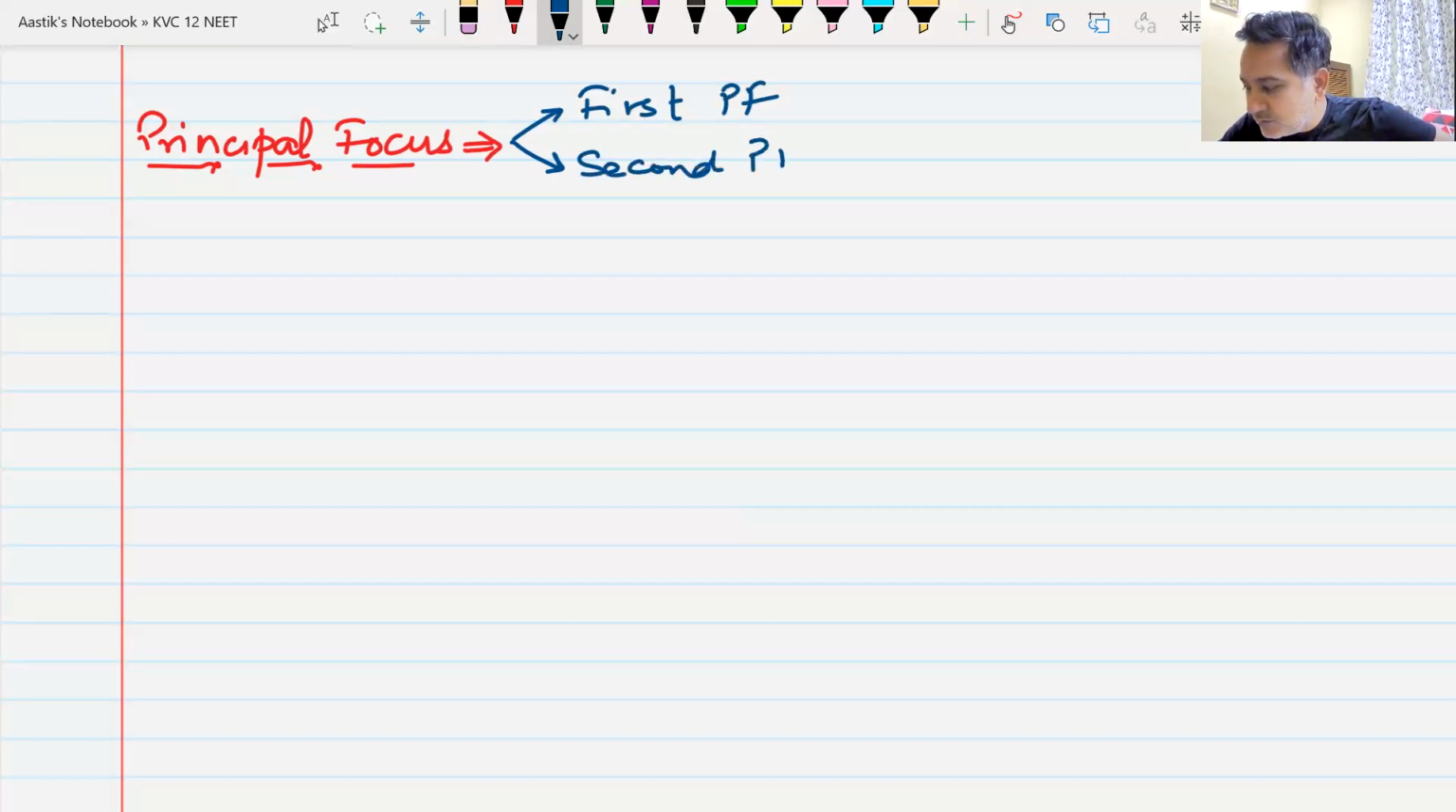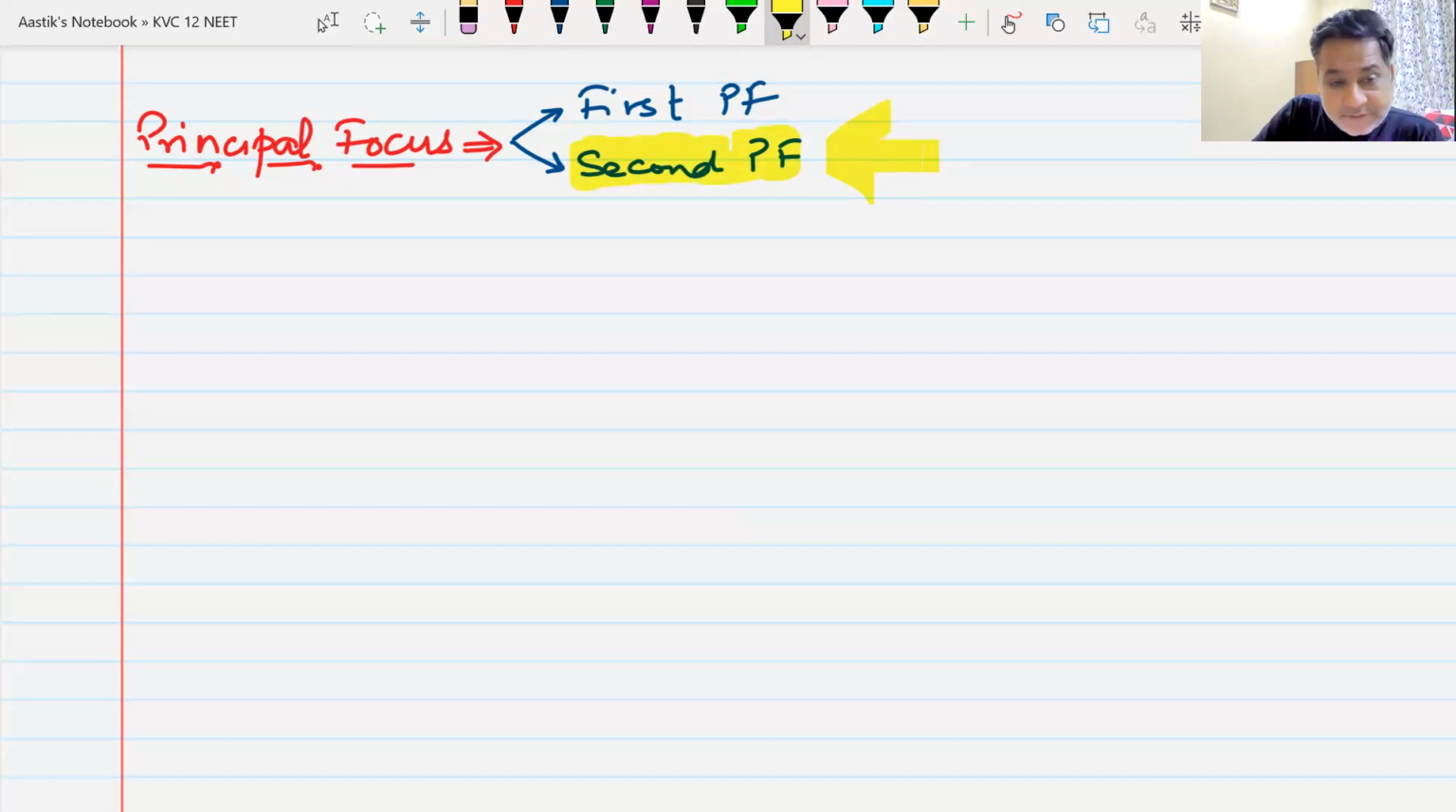This is a very simple thing. The first one is known as the first principal focus. The second one is known as the second principal focus. Now, whenever we are talking about focus of a lens in general, if you are wearing a convex lens and I ask you what is the focal length, from focus comes focal length. Whenever we are talking about focus, we are basically talking about the second principal focus.